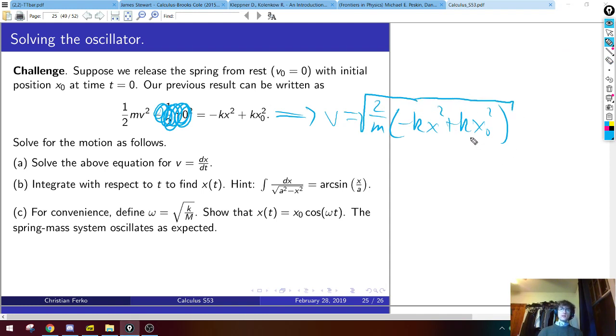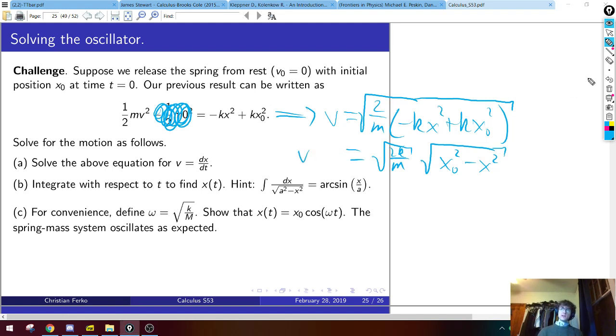Okay. Let's see if we can simplify this a little bit. So this is root 2k over m times root x0 squared minus x squared. Is that all right? Because I can pull out the k and put this 2k over m outside. Is that right? Sounds right. Okay, so that looks good.